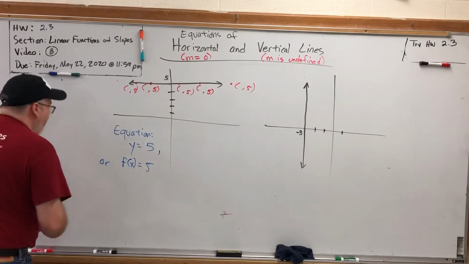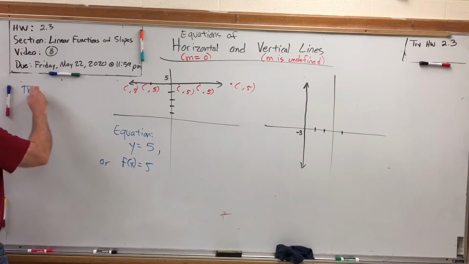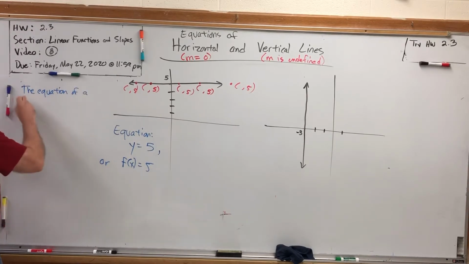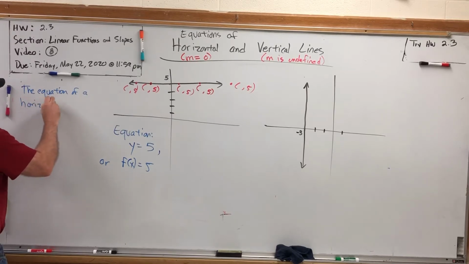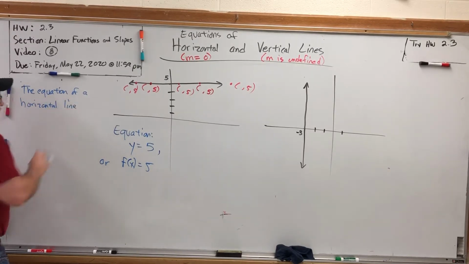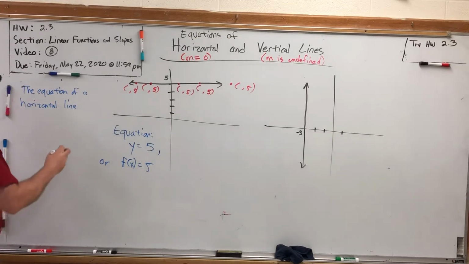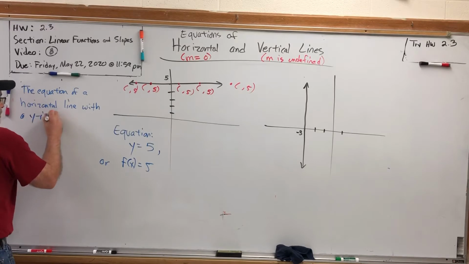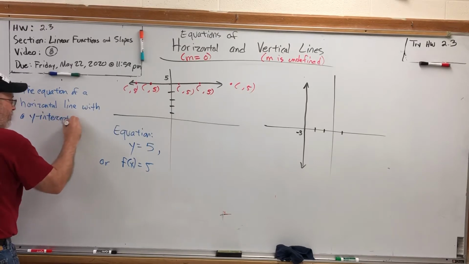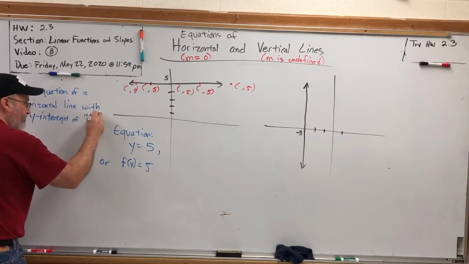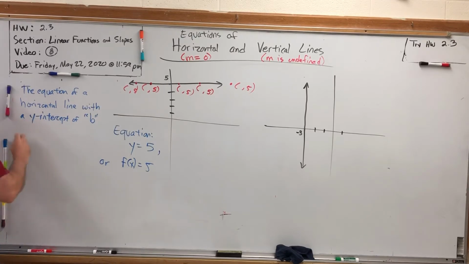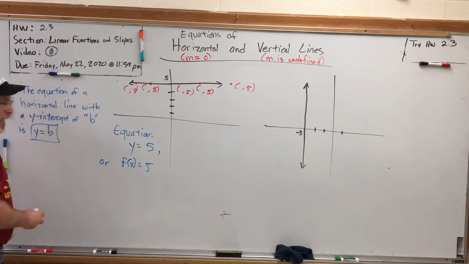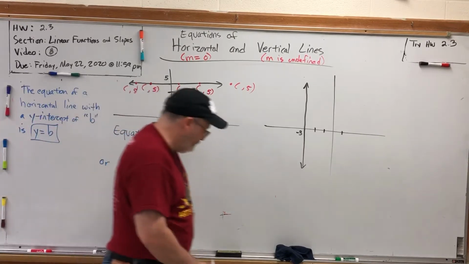So let's generalize this. The equation of a horizontal line, and let's talk specifically about its y-intercept, with a y-intercept of b, since that's the letter we use for y-intercepts, is y equals b. So all you have to do is say y equals whatever the y-coordinate is.